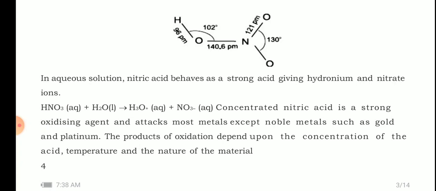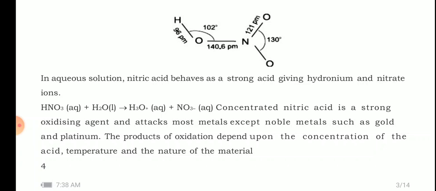where we have got the bond angle of 102 degrees between nitrogen and hydrogen, and the bond angle between two oxygen atoms is 130 degrees. In aqueous solution, nitric acid behaves as a strong acid giving hydronium and nitrate ions. So when nitric acid dissolves in water, it gives you hydronium ion and nitrate ion.